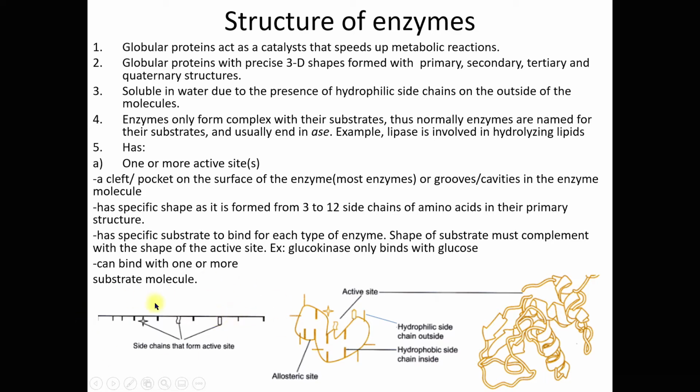And then this active site has a specific substrate to bind for each type of enzyme. The shape of the substrate must complement the shape of the active site. Example, glucokinase is an enzyme that can only bind with glucose. So glucokinase is only able to bind and hydrolyze glucose. And one active site can bind with one or more substrate molecules.